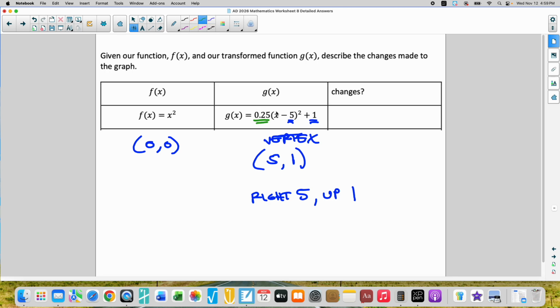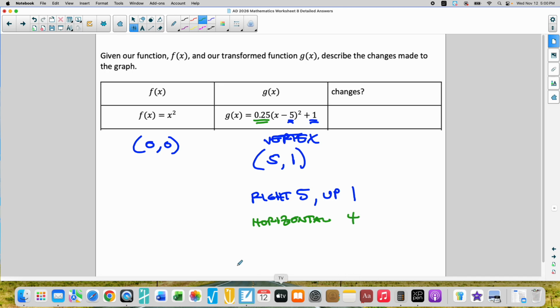The a value, 1/4, is going to make it wider by 4. So it's going to dilate it. It's going to have a horizontal, I think it is, horizontal, what do they call it? Not a horizontal shift, maybe, of 4.